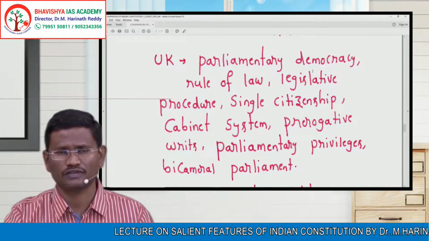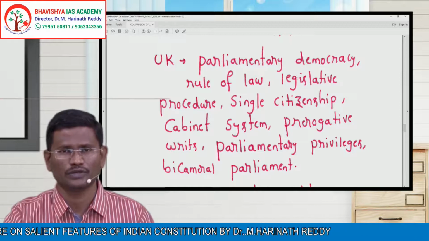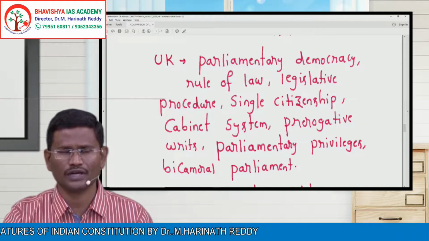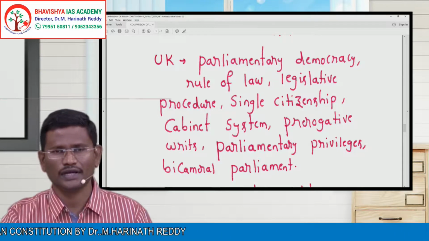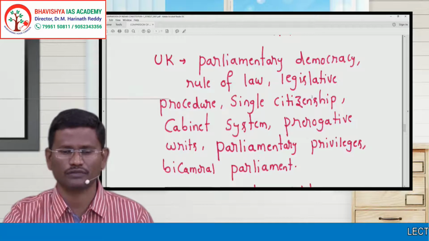Then I told you about single citizenship. Single citizenship is one of the salient features of the Indian Constitution. This is borrowed from Britain. Britain provides for a unitary constitution, not a federal constitution. So India, despite being federal, we provided for single citizenship, which is borrowed from Britain. This is to promote unity and integrity of India.